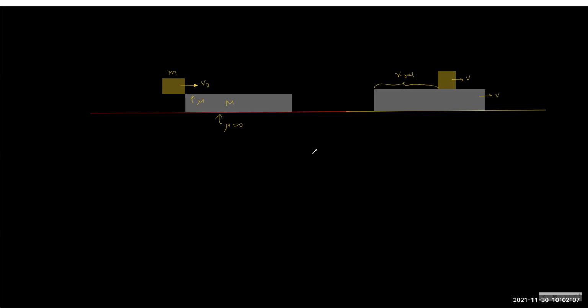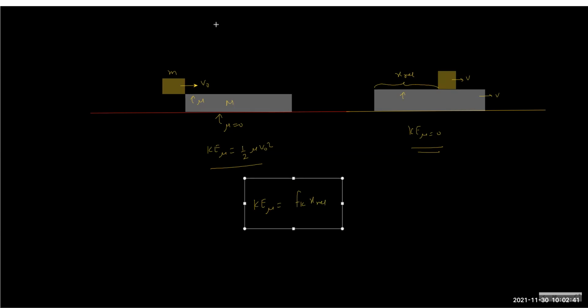Now I can say it directly. Because the kinetic energy in the CM frame that was initially available was definitely half mu v naught square, because that's the relative velocity, because the plank exists. And here the kinetic energy in the CM frame is 0. So the energy must have been lost by the friction, which we don't realize. And we know that the frictional loss is equal to Fk into x relative. That's it. If you know the work-power-energy chapter, or if you don't know, you can just remember this. And then we are done.